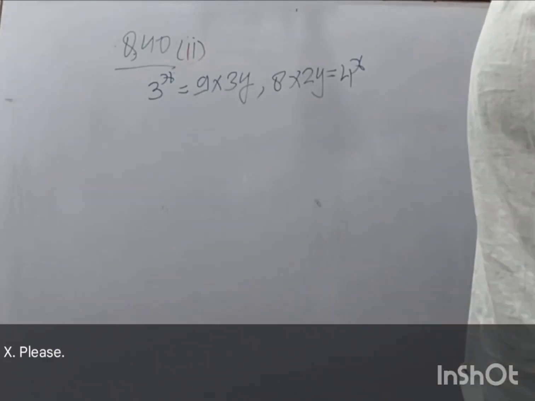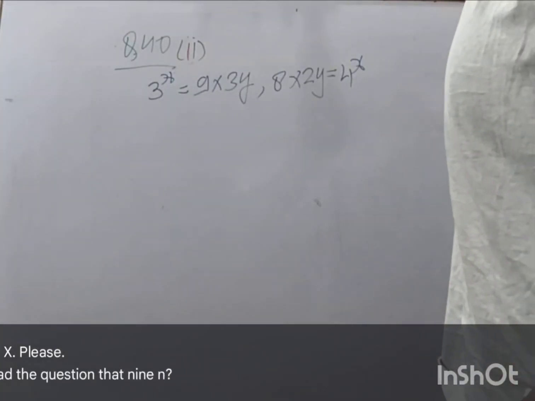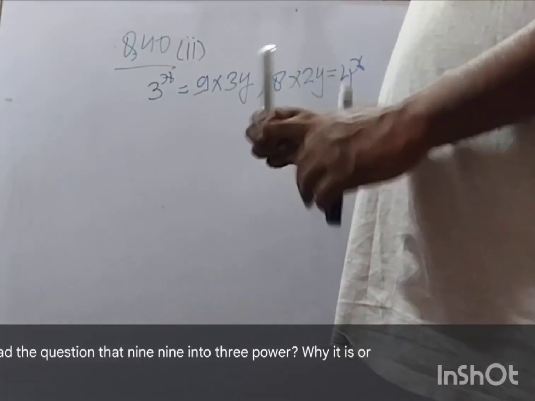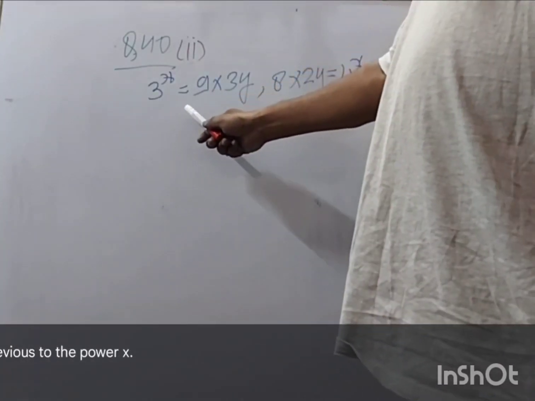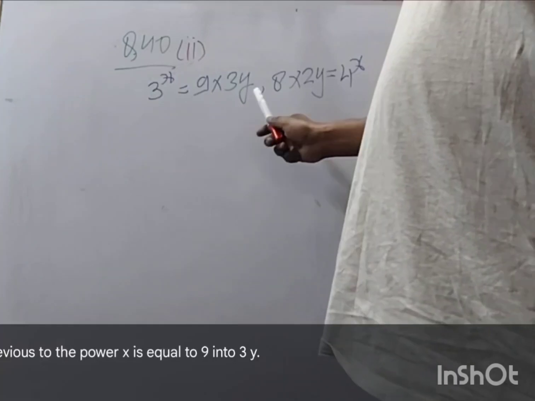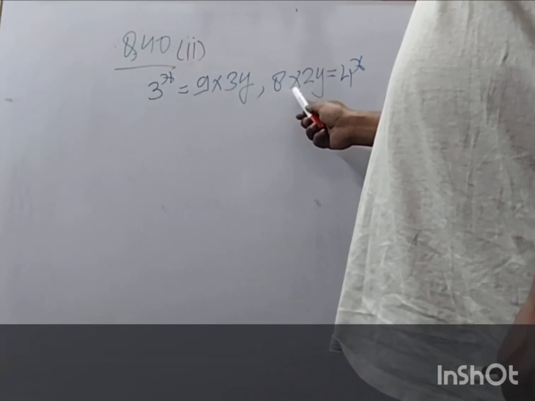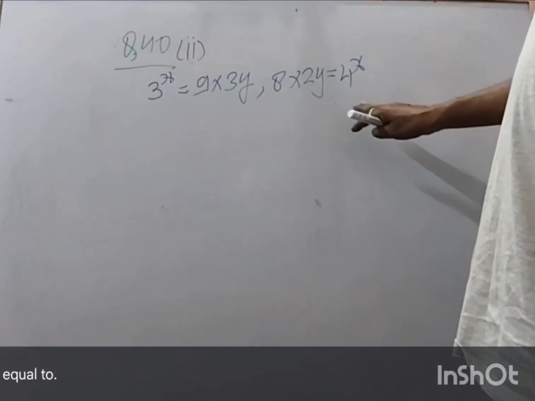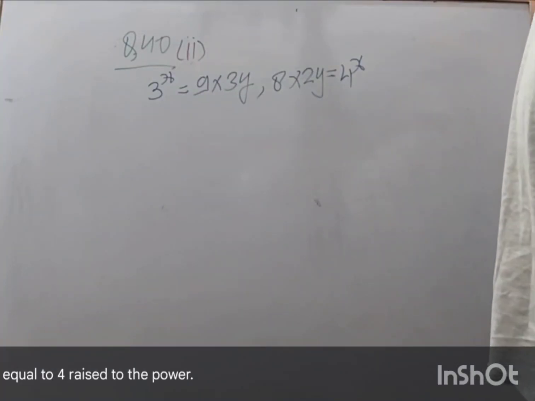Sir, can you read the question? Just listen. 3 raised to the power x is equal to 9 into 3 raised to the power y. And here 8 into 2 raised to the power y is equal to 4 raised to the power x. Right? Yes, sir.